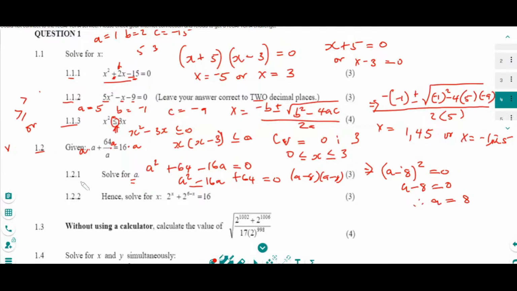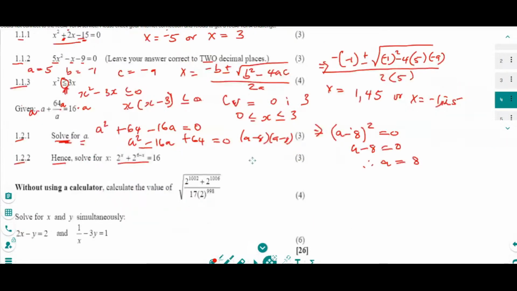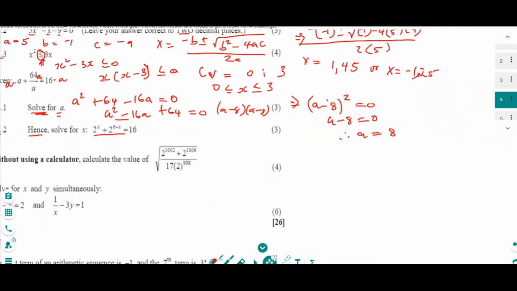That's 1.2.1. Then 1.2.2, they are saying hence, which means from what we obtained in the previous question, can we move on and solve for this question? So let me just move this a bit. We shall have 2 to the exponent of x, or 2 to the power of x.